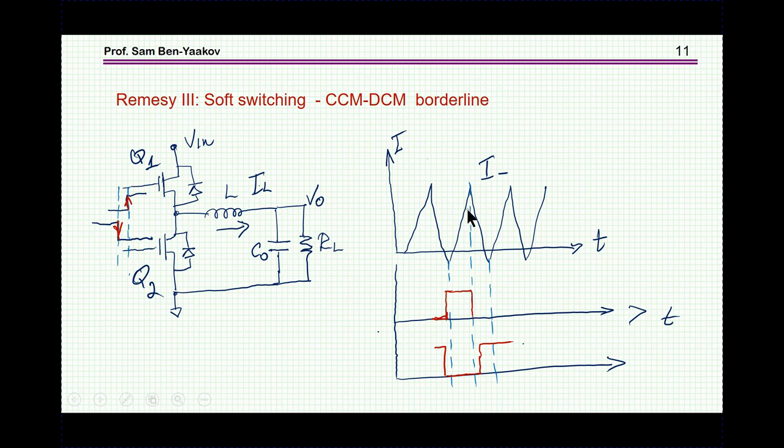You can do it by operating in a borderline, or slightly CCM mode, in such a way that the inductor current, this is the inductor current, L, goes to a peak value and then goes all the way below zero, that is negative. So the current is going this way and then it reverses. As it reverses, it goes through the transistor. And when you turn on the transistor, this current, which is going this way, will pass through the diode.